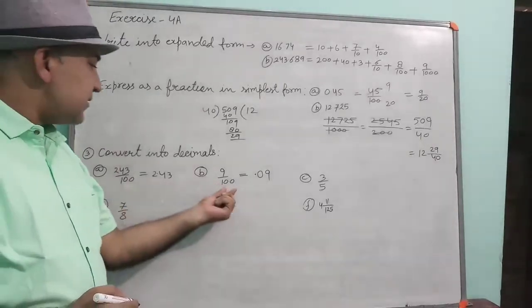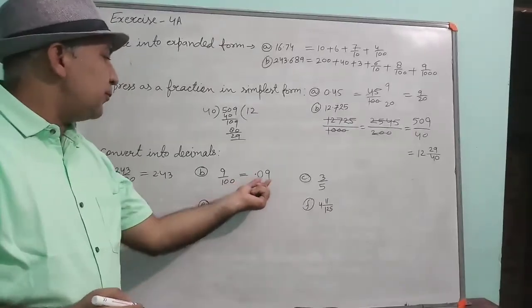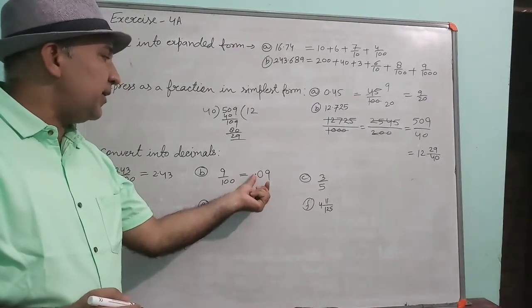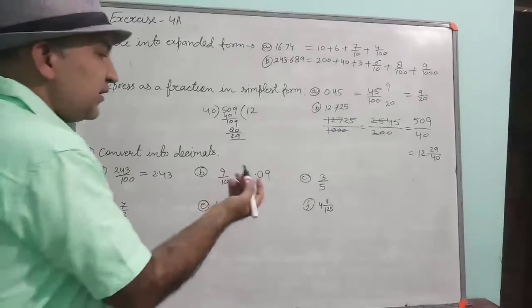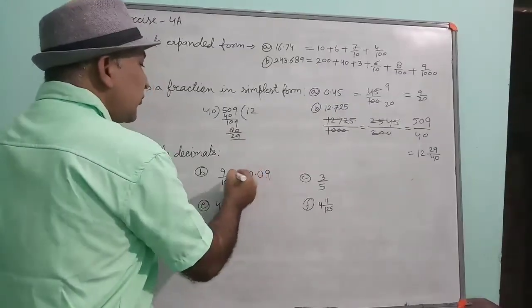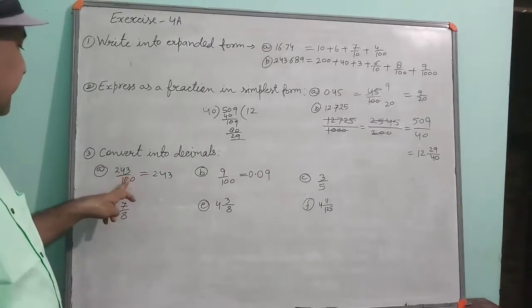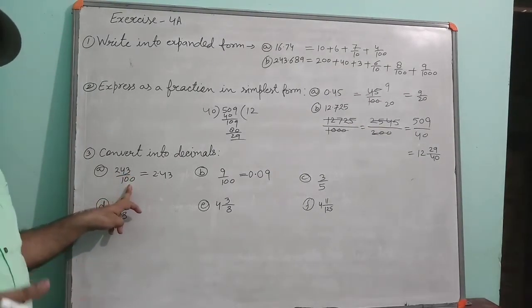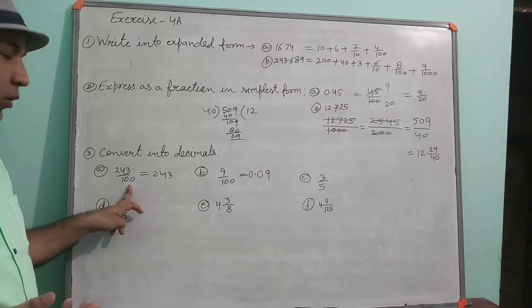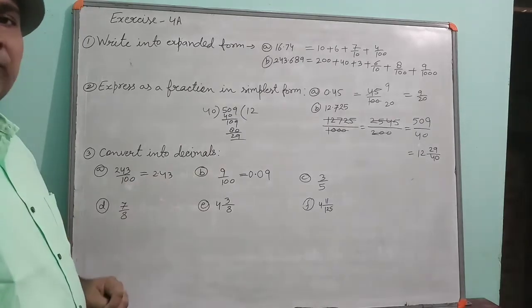Understood? Since there are 2 zeros, so before 2 digits the decimal will be put. Now before the decimal there is no number, so put 0 from your side. This is the direct method. If denominators are 10, 100, 1000, 10,000 and so on, then you can follow this method.